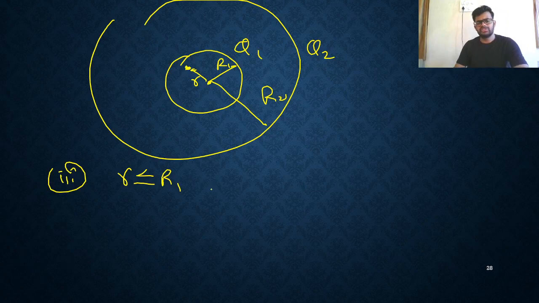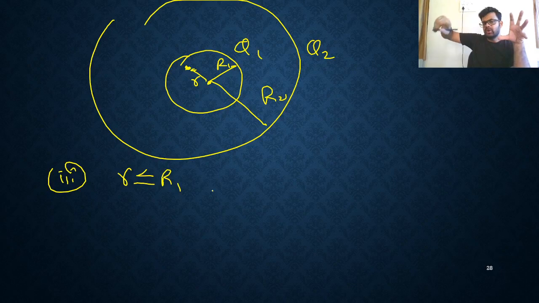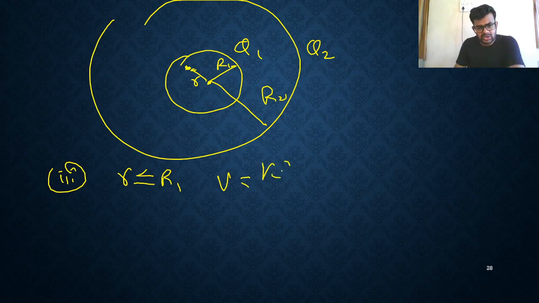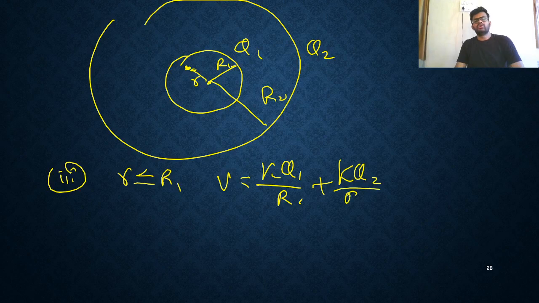So directly you will see this is the innermost point. So charge is brought from infinity to R2 and from infinity to R1. So directly you will say V at this point will be KQ1 upon R1 plus KQ2 upon R2, because Q1 is brought till R1 and Q2 is brought till R2 only. So I have to write it like this.